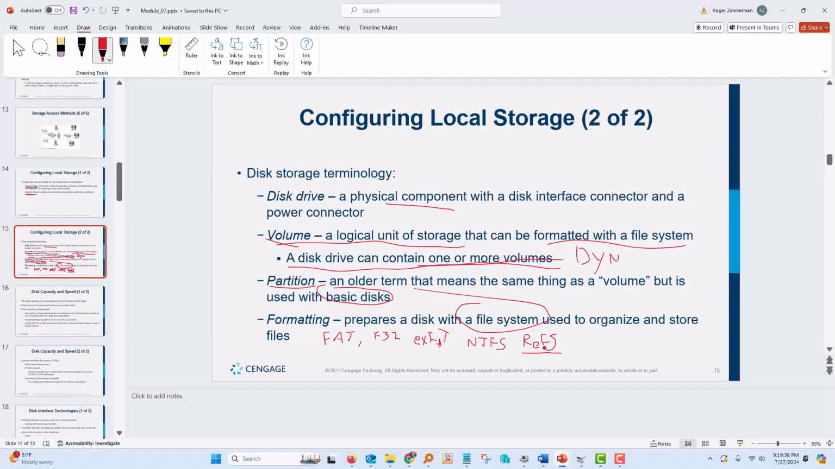However, you cannot put an operating system on ReFS. You can use it for storage, but you can't use it for operating systems yet. We may be able to in the future. So formatting is that process of laying down that file system on that drive, or on that logical volume.